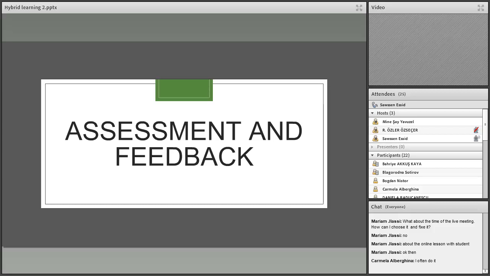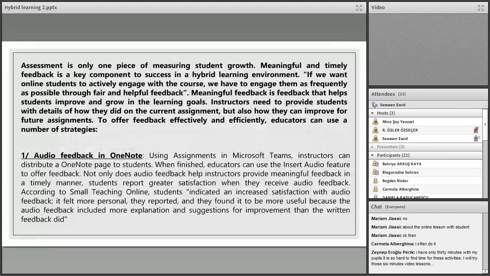Now, the assessment and feedback. We are of course doing it in our face-to-face classrooms, but how to do it online? You may have an idea about that. Of course, as educators, we care about our learners' progress. We need to gauge their understanding, to track if they are on the right path or not. So assessment can be done in many ways.